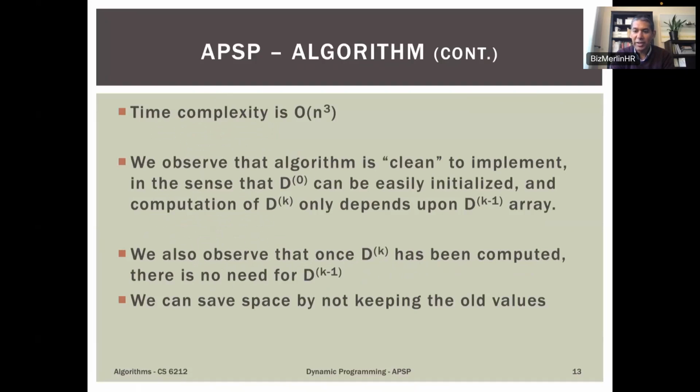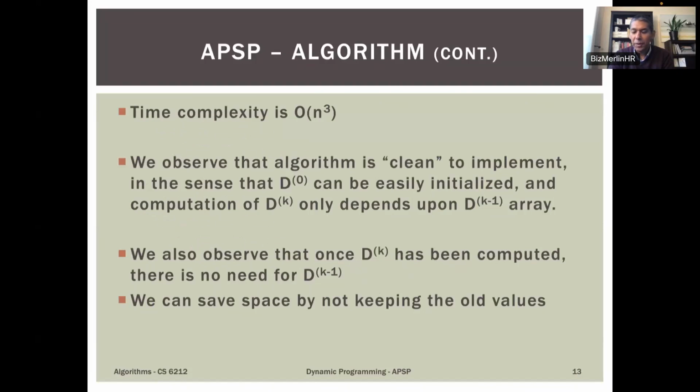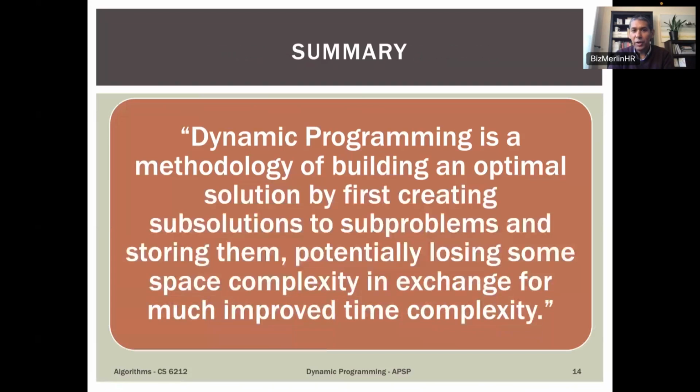Now you can also clean up the space if you don't want to use order n cubed space, because the algorithm as it's written does take that much space. But if you look carefully, we don't use the dk minus 1 values once dk is available. So you can actually save the space by not keeping the old values. There you have it, all-pair shortest path algorithm.